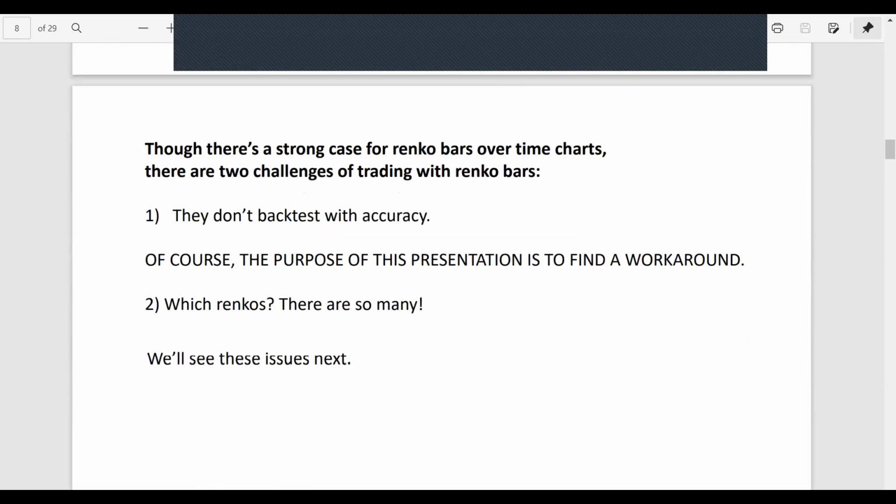So though there is a strong case for Renko bars over time charts, there are 2 challenges of trading with Renko bars. Most people have given up on Renko bars because they don't backtest with accuracy.